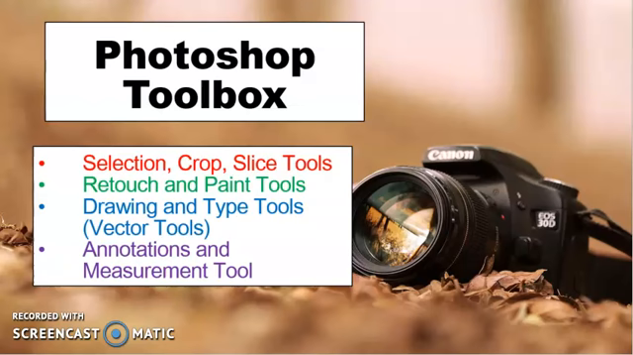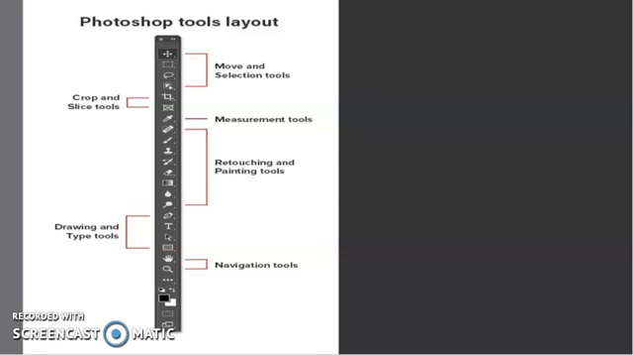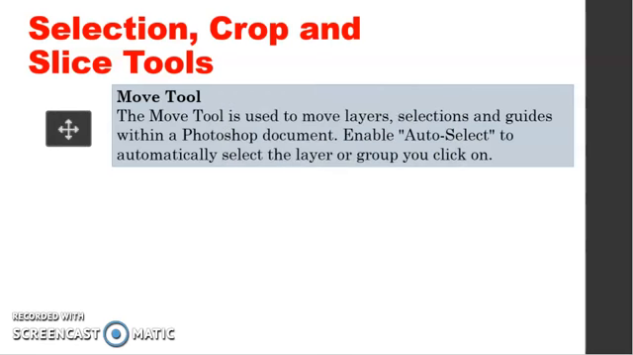The toolbox, these are the categories of the toolbox. Now, take a look at this one. This is how we categorize the toolbox. Okay, so let's have the selection, crop, and slice tools. First, we have the move tool. The move tool is used to move layers, selections, and guides within a Photoshop document.